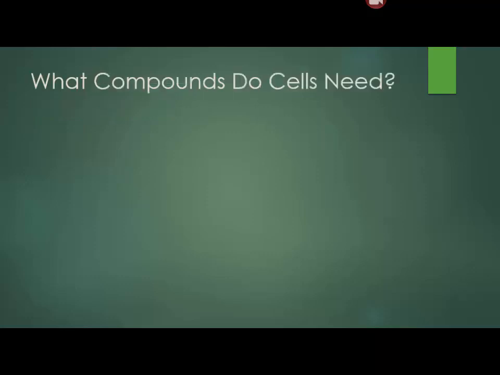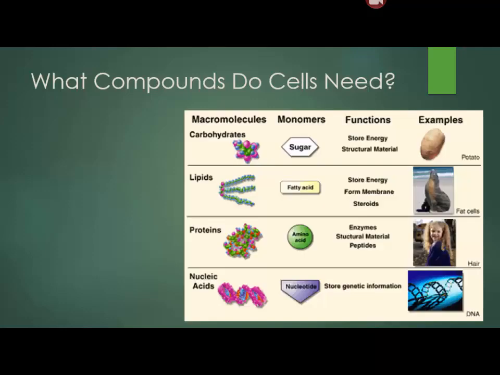So what compounds do cells need? Many of the compounds in living things contain the element carbon. Most compounds that contain carbon are called organic compounds. Organic compounds that you may have heard of include nylon and polyester. Compounds that don't contain carbon are called inorganic compounds. Water and table salt are familiar examples of inorganic compounds.